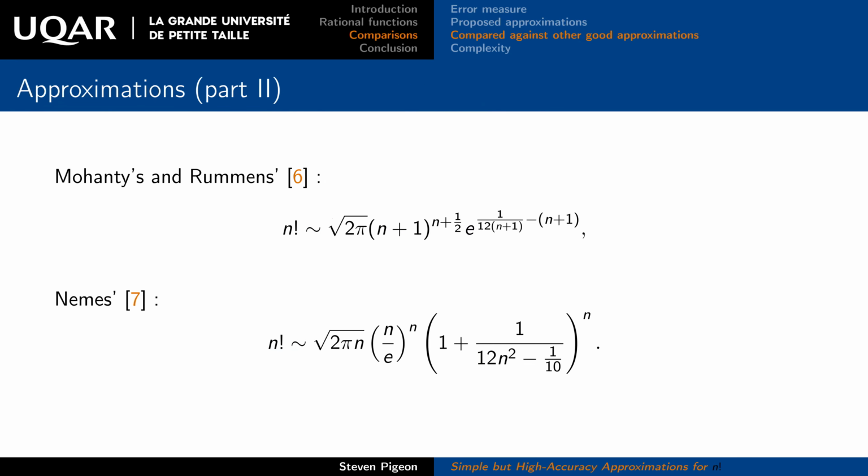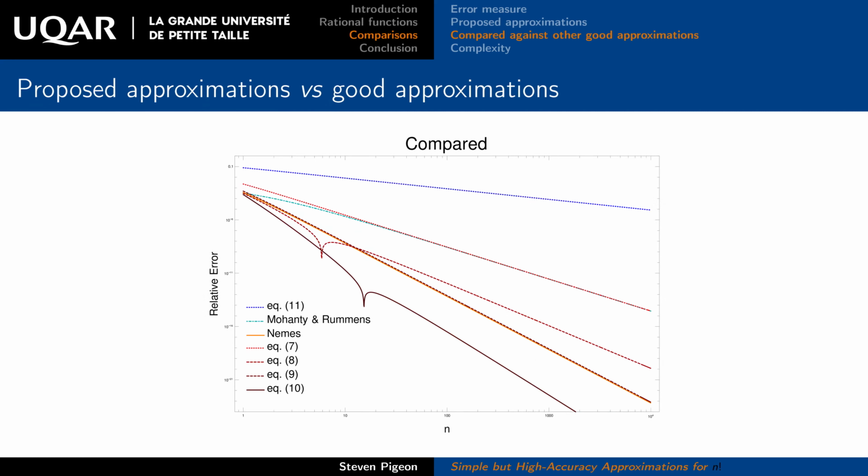Let's now have a look at two good approximations. The first one is Mohanty's and Roman's, and the second one is AMMS. Let's observe that the exponents depend on n. Here again we have a log-log plot. From this plot, we see that Mohanty's and Roman's approximation is quite comparable to our correction of alpha equal minus 1/2. What we cannot see from the graph is that it does just a bit better.